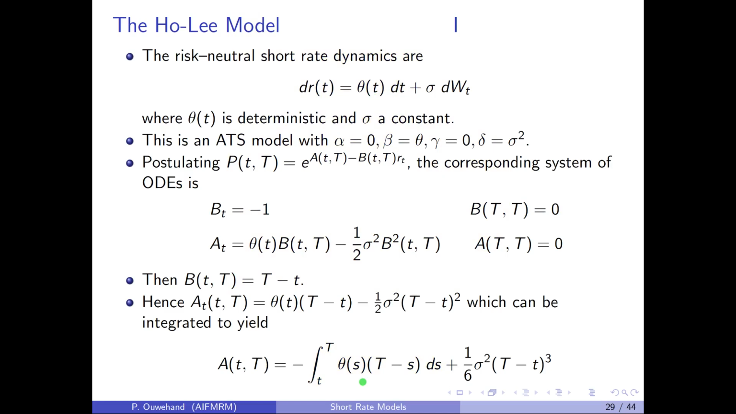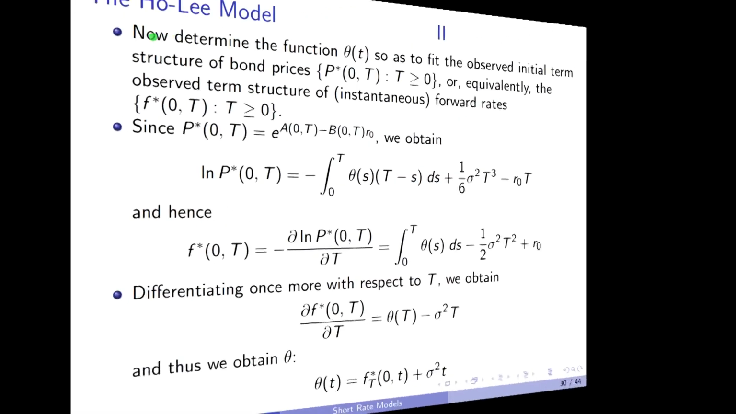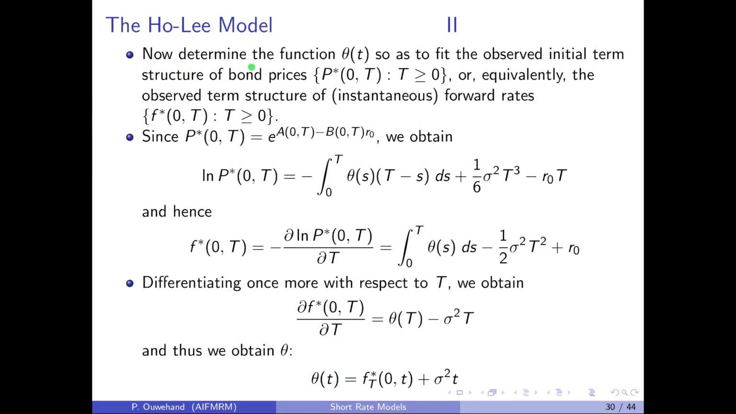However, we can now do something that we could not do with the Vasicek or CIR models. Namely, we can determine the function theta(t), the drift of the short rate, so as to fit the observed initial term structure of bond prices exactly. Here the star denotes that these are empirically observed prices from the market. Equivalently, we can fit the observed term structure of instantaneous forward rates exactly.